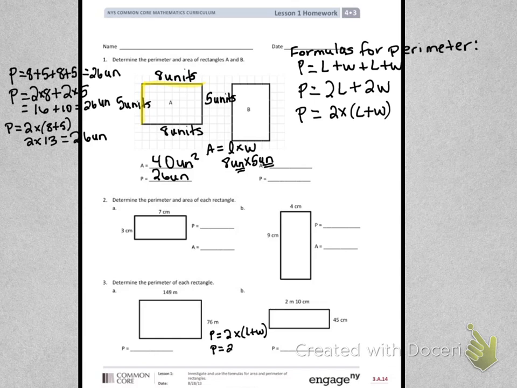So perimeter equals 2 times my length, which is 149 meters, plus the width, which is 76 meters. And 149 plus 76 is going to be 225 meters. And I need to double that, which makes 450 meters. So the perimeter of this rectangle is 450 meters.